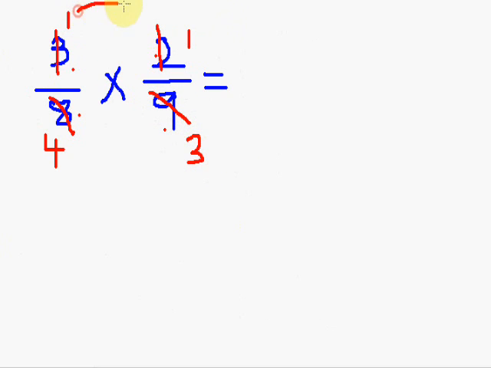Okay, so we simply multiply the numerators now. 1 times 1 is 1, and 4 3s are, you guessed it, 12. So the answer is 1/12. Okay, and multiplying is pretty straightforward. I don't perceive you will have a problem with this particular operation.